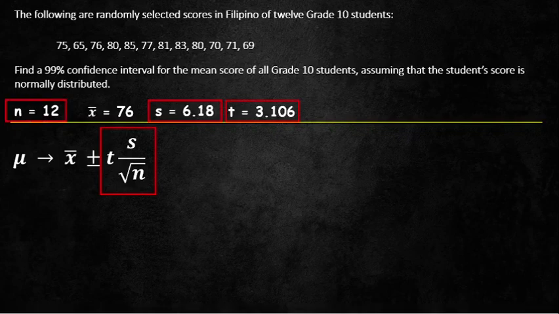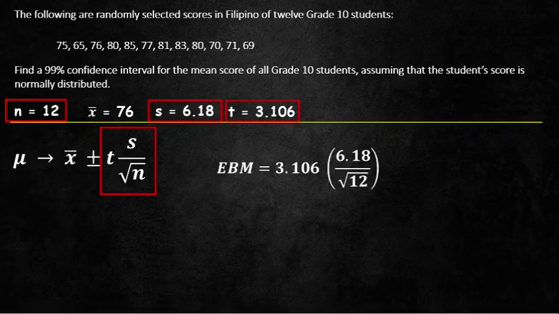Now, for the margin of error, we already have our values for t, then s, and n. Substitute that in our formula, and we have this. EBM is equal to 3.106 times 6.18 divided by the square root of 12. The result is 5.54.